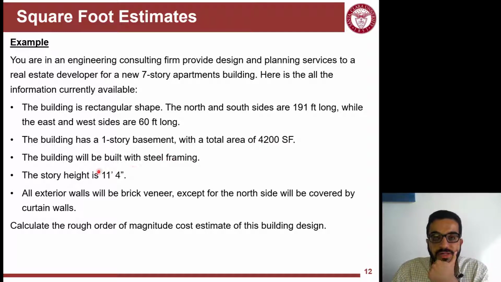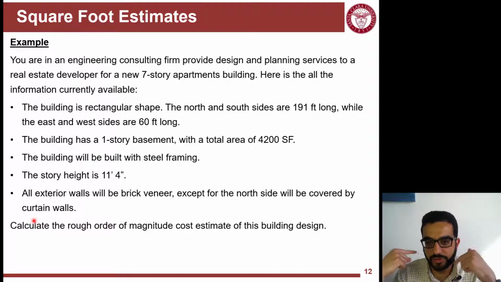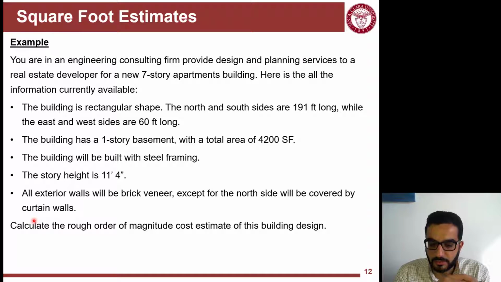The building will be built using steel framing. The story height is 11 feet 4 inches. All exterior walls are brick veneer, so the facade here is this type, except for the north side. The north side, which is one of the long sides, will be covered by curtain walls. Probably it's the face of the building, like on the street, and the other sides are not facing the street. So the front face of the building is covered by curtain walls. Calculate the rough order of magnitude for this design.